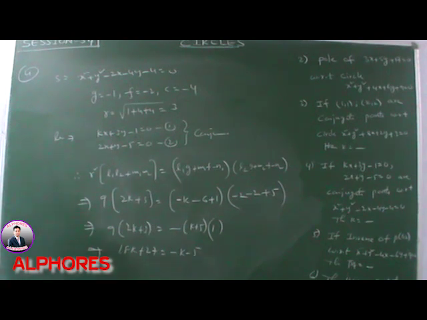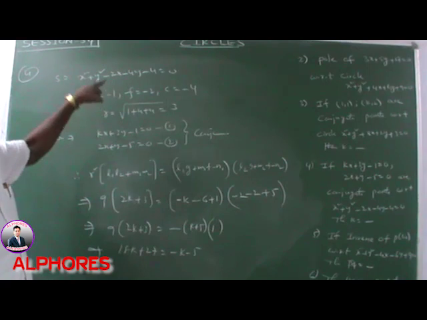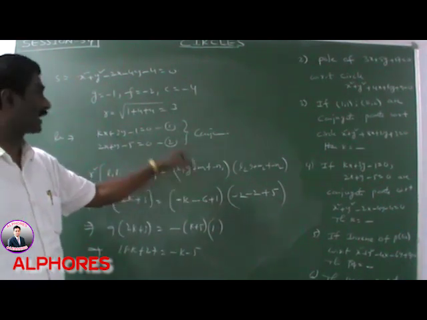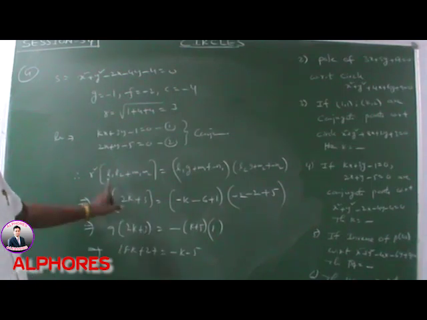Okay? If the two lines are conjugate, then we use this property. If the center of the circle is (0, 0), then r square into L1 L2 plus M1 M2 is equal to simply L1 L2. But here the center is not equal to (0, 0). So we use this formula.